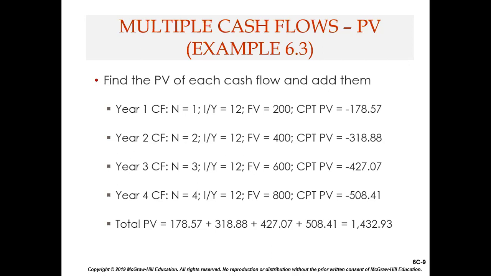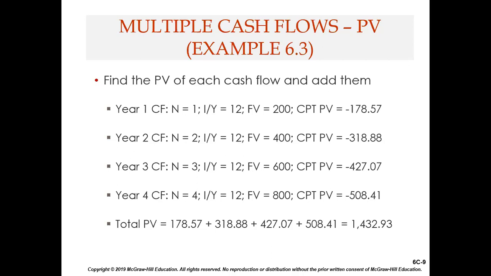And finally, let's calculate the present value of that last payment. N would be 4. I is 12. Arrow down to your future value, 800. Arrow back up to present value and alpha, enter, 508.41. So that's the individual present value of each of those future amounts.